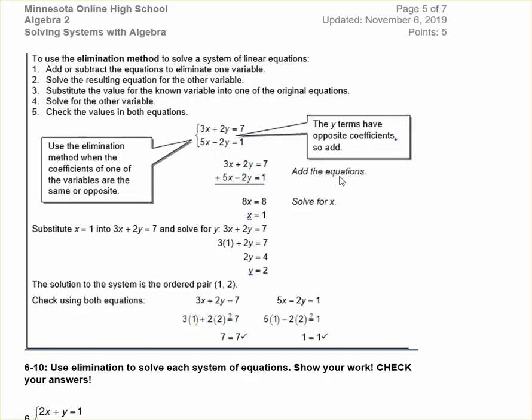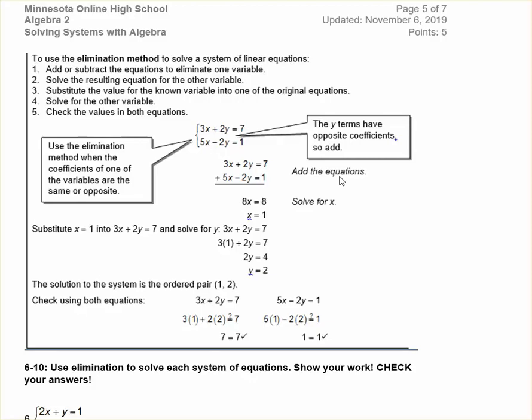Use elimination. The first step is you add or subtract the equations to eliminate one variable. This doesn't always work. This only works if it is set up already. So in these first problems, they'll all be set up, and we can start with step 1. This example shows you what set up means.